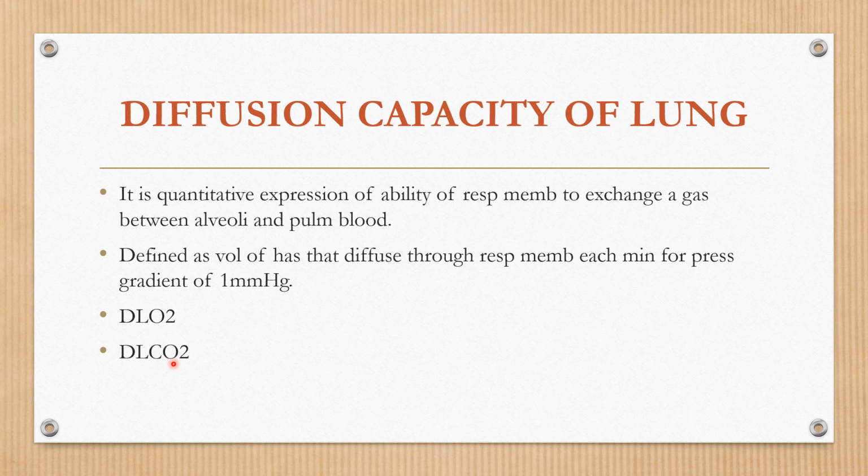And then DLCO2. It is difficult to measure because of technical difficulties, because the pressure gradient for PCO2 is only 1 mmHg, and such a small difference cannot be detected. However, from the available knowledge about the CO2 diffusion coefficient, we can estimate that at rest the diffusion capacity is about 20 times that for oxygen. So it is about 400 to 500 ml per minute per mmHg. So what is the clinical significance of this higher diffusion capacity of CO2?